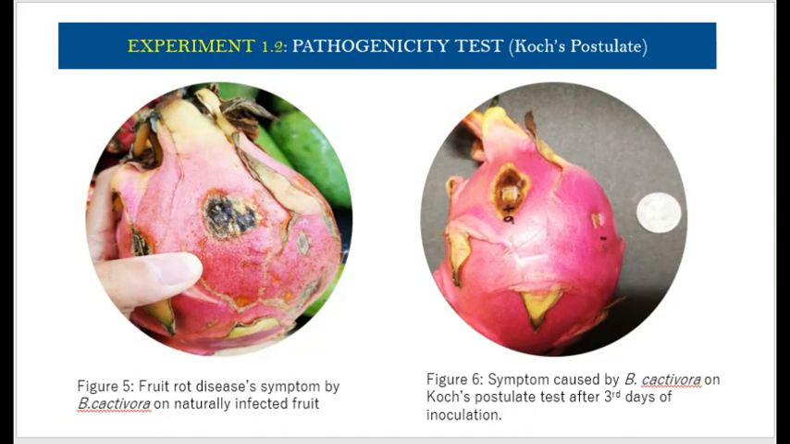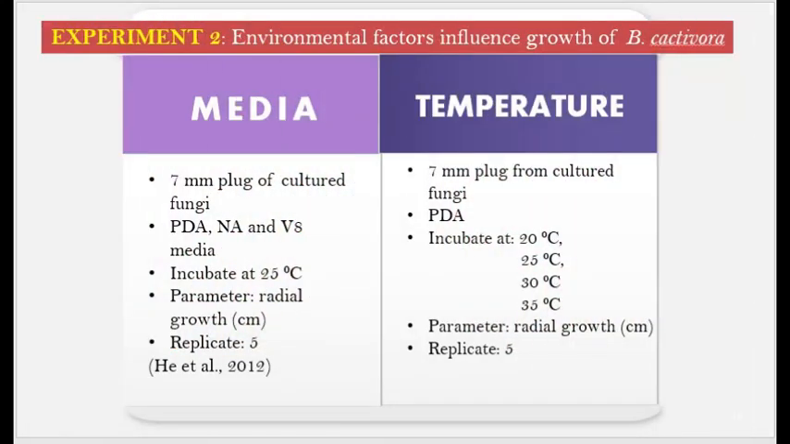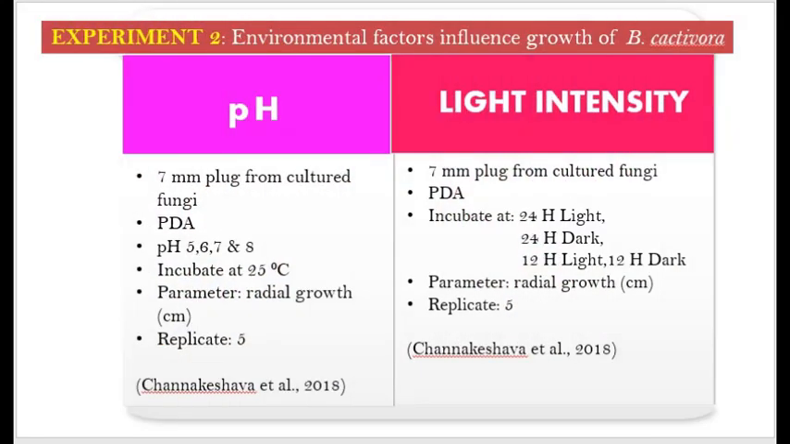Okay, for experiment 1.2, this is the result of the Koch's postulate after 3 days of inoculation. Both symptoms show higher similarity in type of injury and physical appearance. Small, light brown spots were initially observed on the surface of the fruit. These symptoms are quite the same as in the previous research by He et al., 2012.